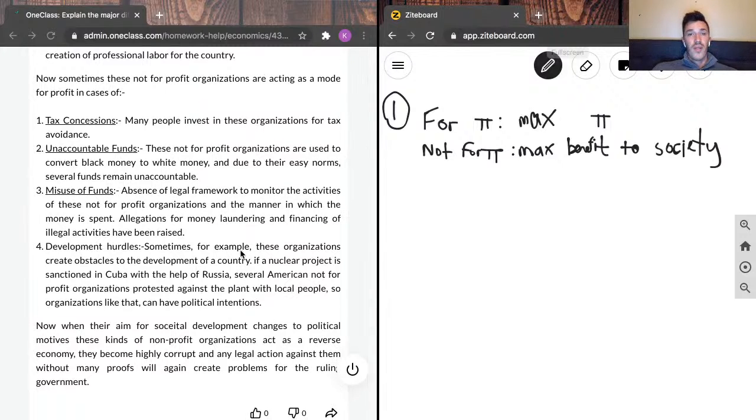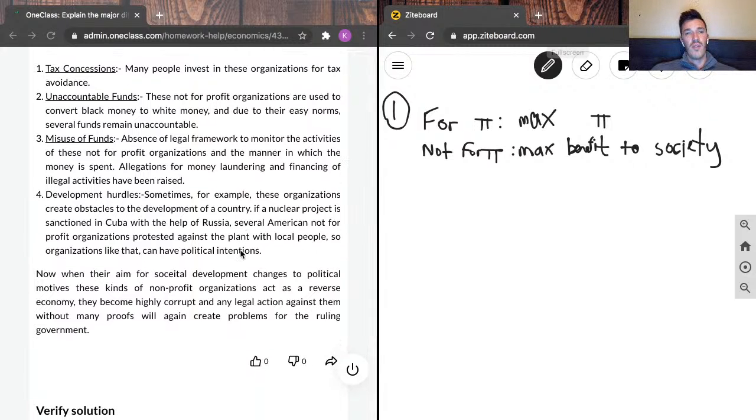Now, sometimes these not-for-profit organizations are acting as a mode for profit in cases of, one, tax concessions, which I sort of mentioned a little earlier. Many people invest in these organizations for tax avoidance. So a lot of times charitable giving will result in a large tax refund. And sometimes when people are in very high income brackets, or maybe I should say tax brackets, it's beneficial to contribute for that reason.